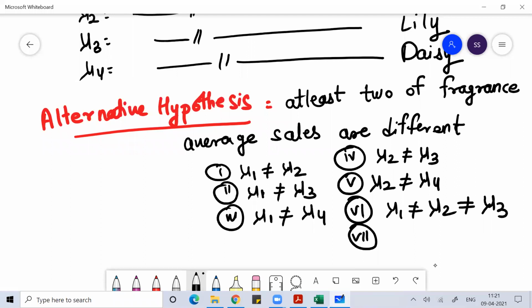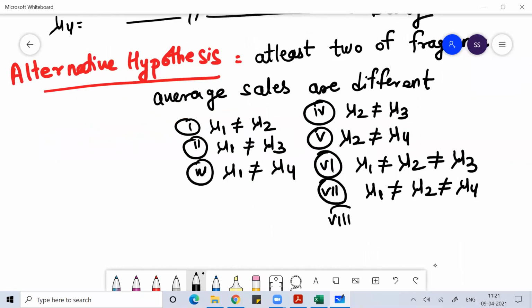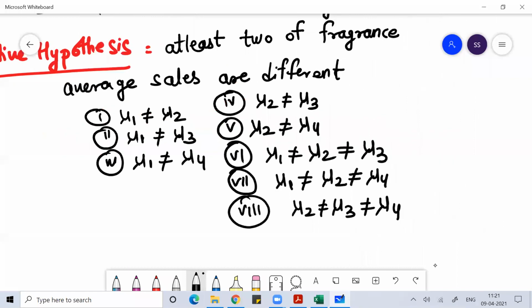So 4C2 plus 4C3 plus 4C4. How many possibilities can I say? 11 possibilities are there. So mu1 not equal to mu2 not equal to mu3, or mu1 not equal to mu2 equal to mu4. Any possibility can happen, and all these come under the alternative hypothesis. I'm writing this simply the first time; otherwise these are not so relevant to analyze, so there's no need to write them all. Those who understand combinations can see the total number of possibilities is 4C2 plus 4C3 plus 4C4.